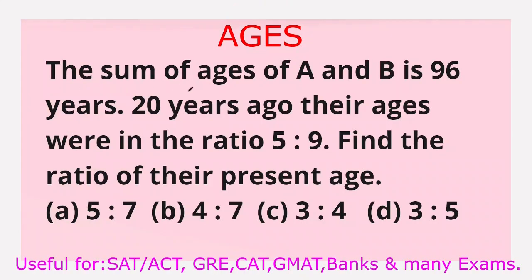The sum of the ages of A and B is 96 years. 20 years ago, their ages were in the ratio 5:9. Find the ratio of their present ages. Option A 5:7, option B 4:7, option C 3:4, option D 3:5.